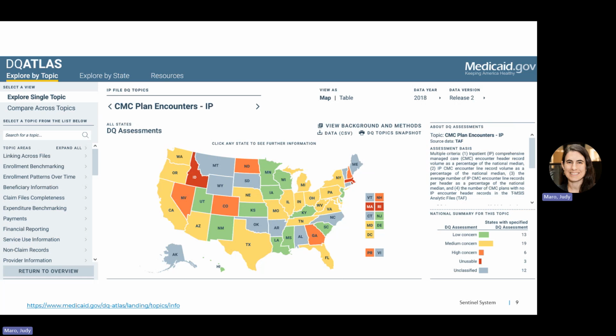And so you see that there's a ranking of whether each jurisdiction and year and release version has data that are of a low, medium, high concern, or they're deemed unusable or unclassified. This unusable criteria is an important one that I'll talk about in a minute, and it's one that we use as a factor to decide whether or not to include these years and jurisdictions in the data set that we use in the FDA's Sentinel system.